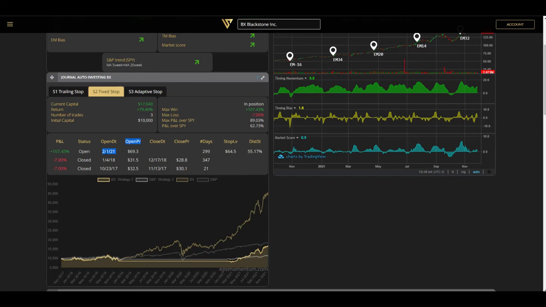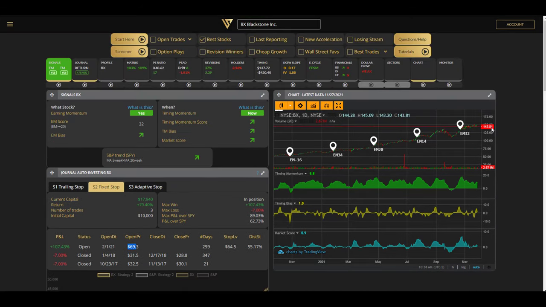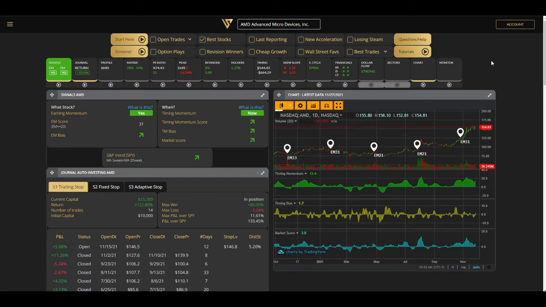The last trade was entered on the 1st of February 2021 at $69. It is now 143. So yeah, a good return there. So again, very useful information. Okay, so I hope you'll find it useful.